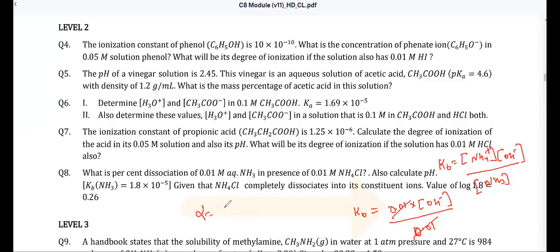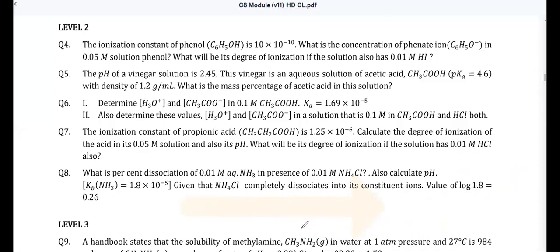Now alpha is equal to Kb by C, or concentration of OH by C. That's why I have written Kb by C, because the concentration of OH is equal to Kb. So 1.8 into 10 power minus 5 divided by 0.01. So 1.8 into 10 power minus 3. Got it everyone? Easy. Now, if you find the concentration of OH minus, you can find pOH, and subtracting from 14, you can find pH.